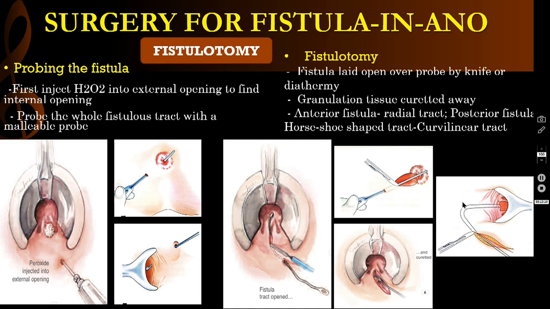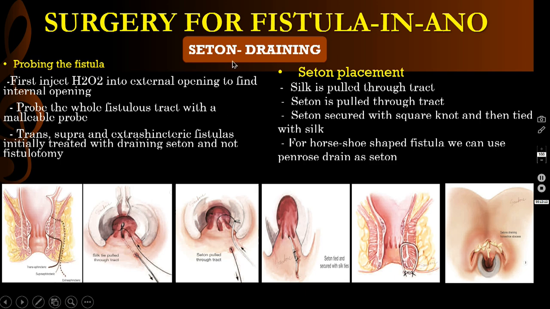Yeah, this is fistulotomy. Coming to the next, that is Seton, that is draining. First, like the previous procedure, inject hydrogen peroxide into the external opening to find the internal opening. Probe the whole fistulous tract with a malleable probe.